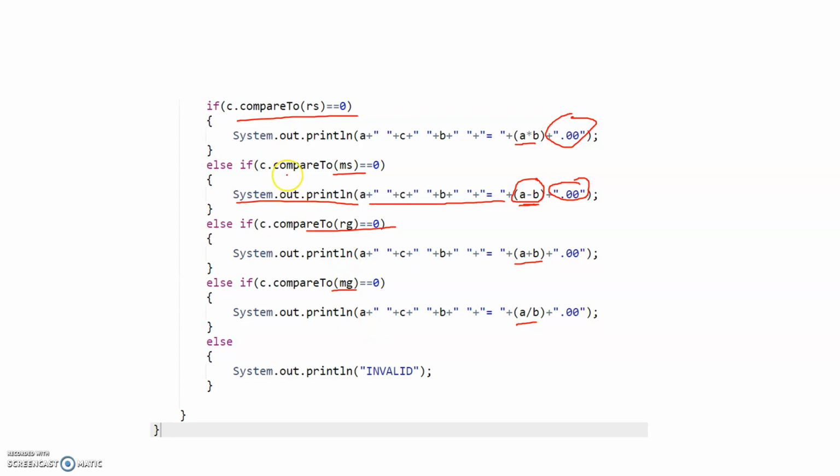Okay, and if all four conditions are not satisfied, that means the third operator given as input by the user is not among add, subtract, multiply or division, so in that case, in the else condition, we have taken system dot out dot println invalid. Okay, so this is how John can implement the calculator for his brother who is weak in mathematics. I hope you have understood this.